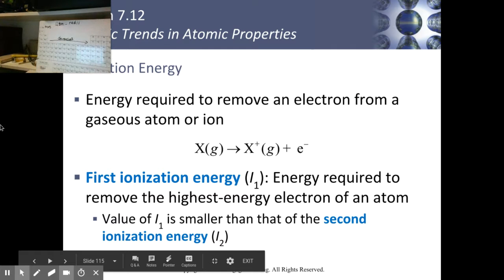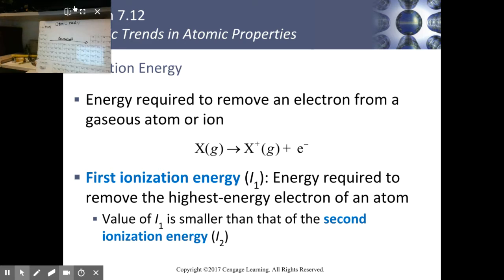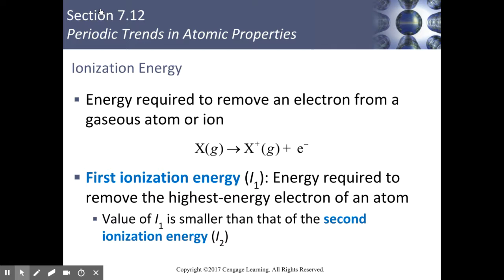All right. So the ionization energy. The ionization energy is the energy required to remove an electron from the gaseous atom or ion. So if you're looking at the example given to you on this slide, you have some element, an electron is removed to make it a cation. So it's the energy required to remove an electron. The first ionization energy is the energy required to remove the highest energy electron of an atom. The value of this is smaller than that of the second ionization energy.